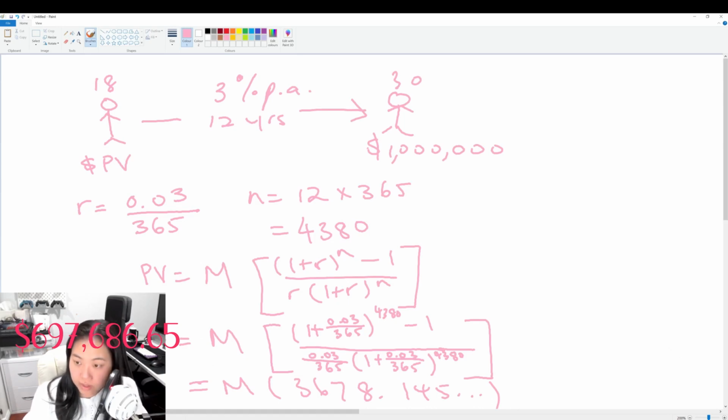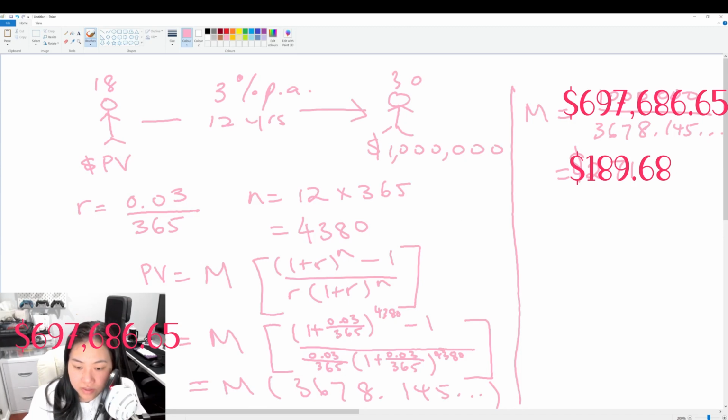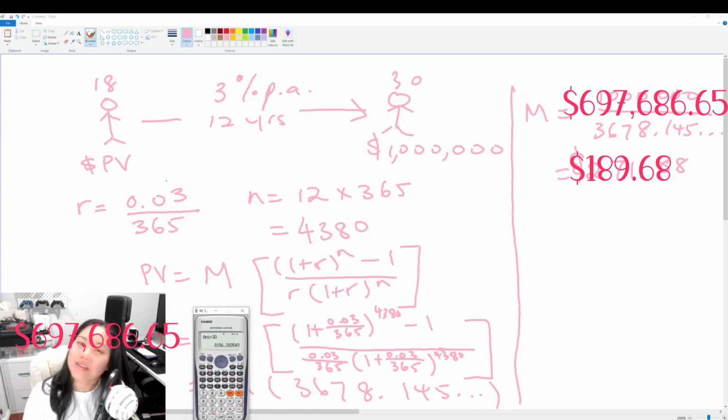Yep. Okay, now m is equal to 1 million over 3678.145. That's going to equal $271.88. We need to put away $271.88 every day at an interest rate of 3% per annum for 12 years to get $1 million by the time you're 30. So $271.88 a day.